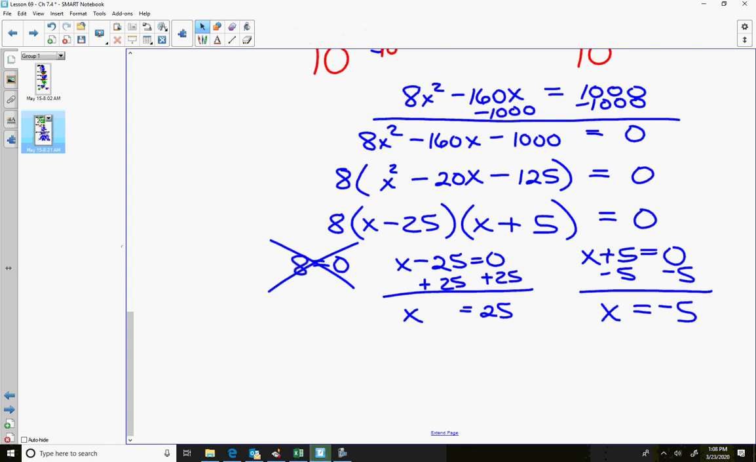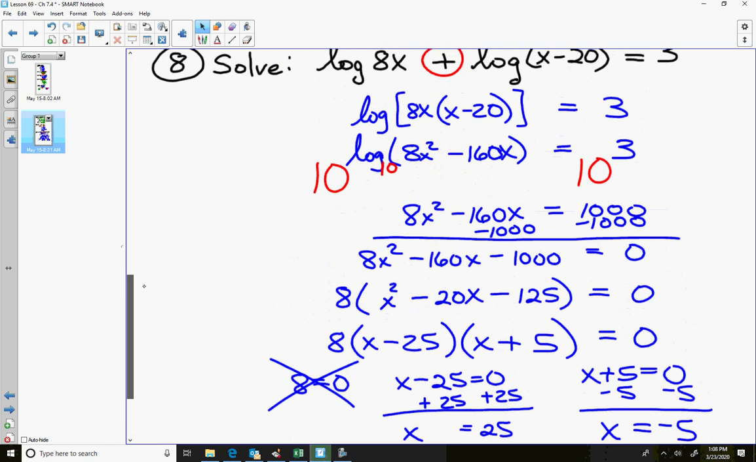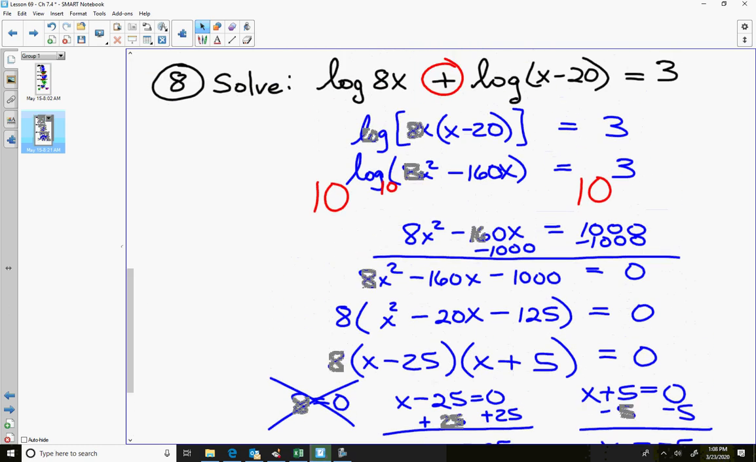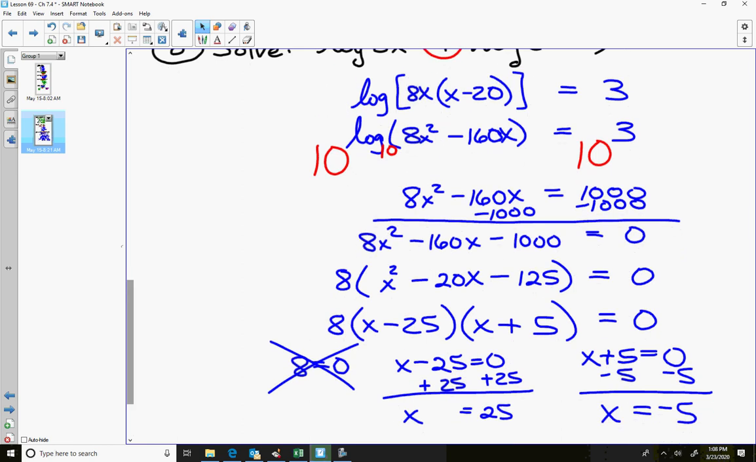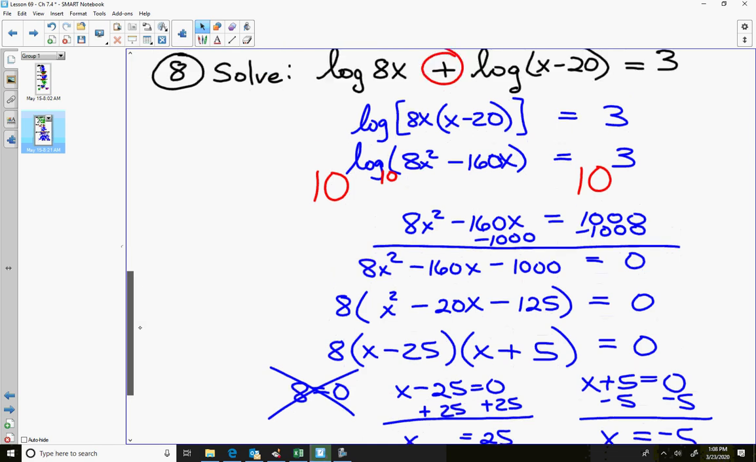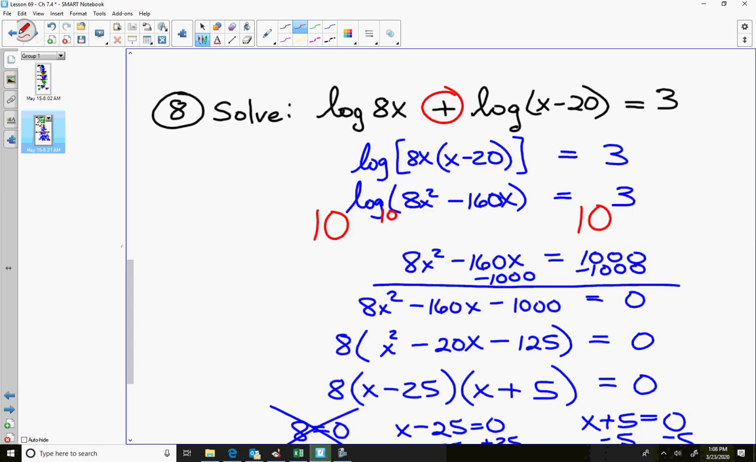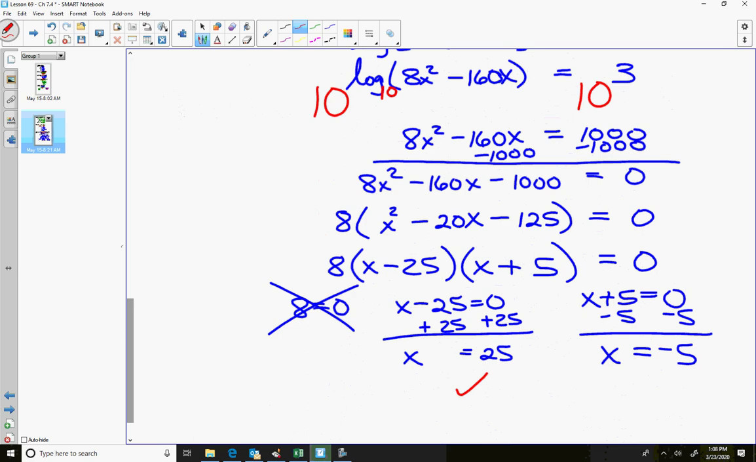But there's a catch. Again, we were solving logarithmic equations. Doesn't matter whether x is positive or negative, the argument must be positive. So starting with x equals positive 25. What is 8 times 25? Positive number. I really don't care about the actual arithmetic. What is 25 minus 20? Positive number. So that's acceptable.